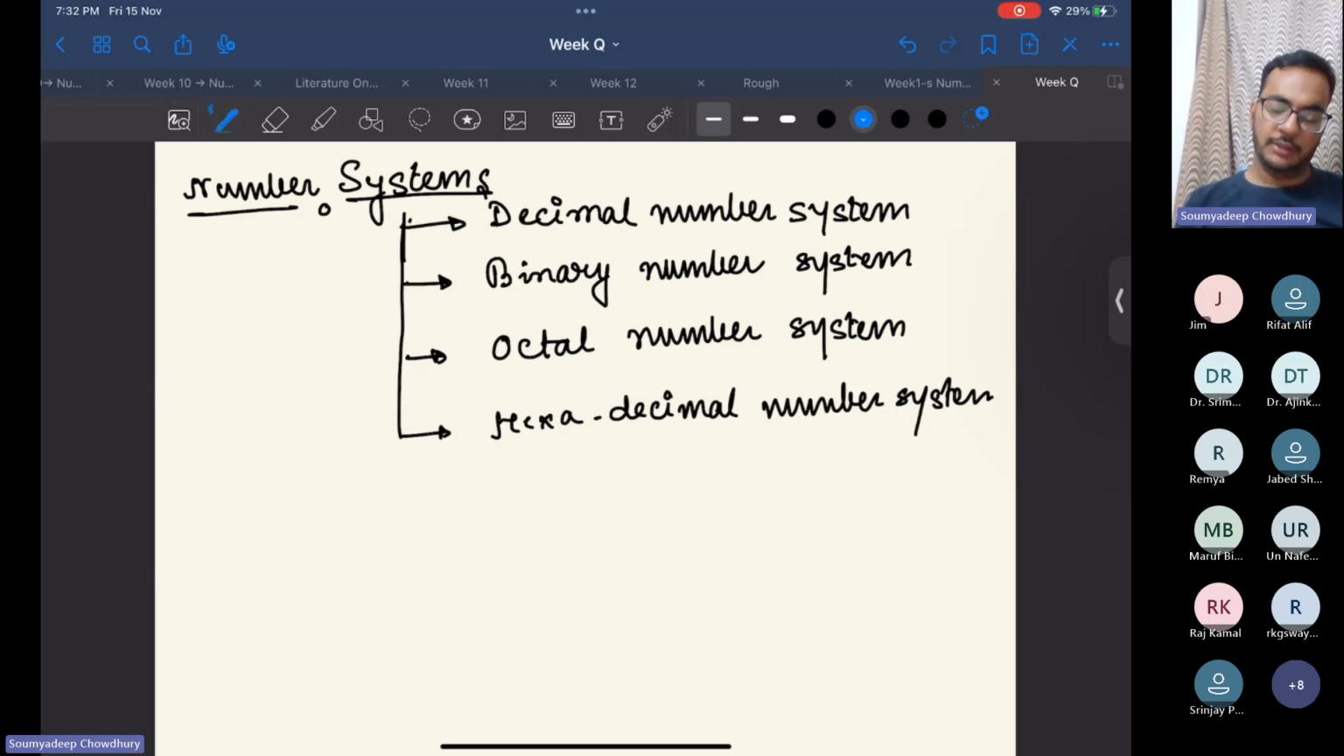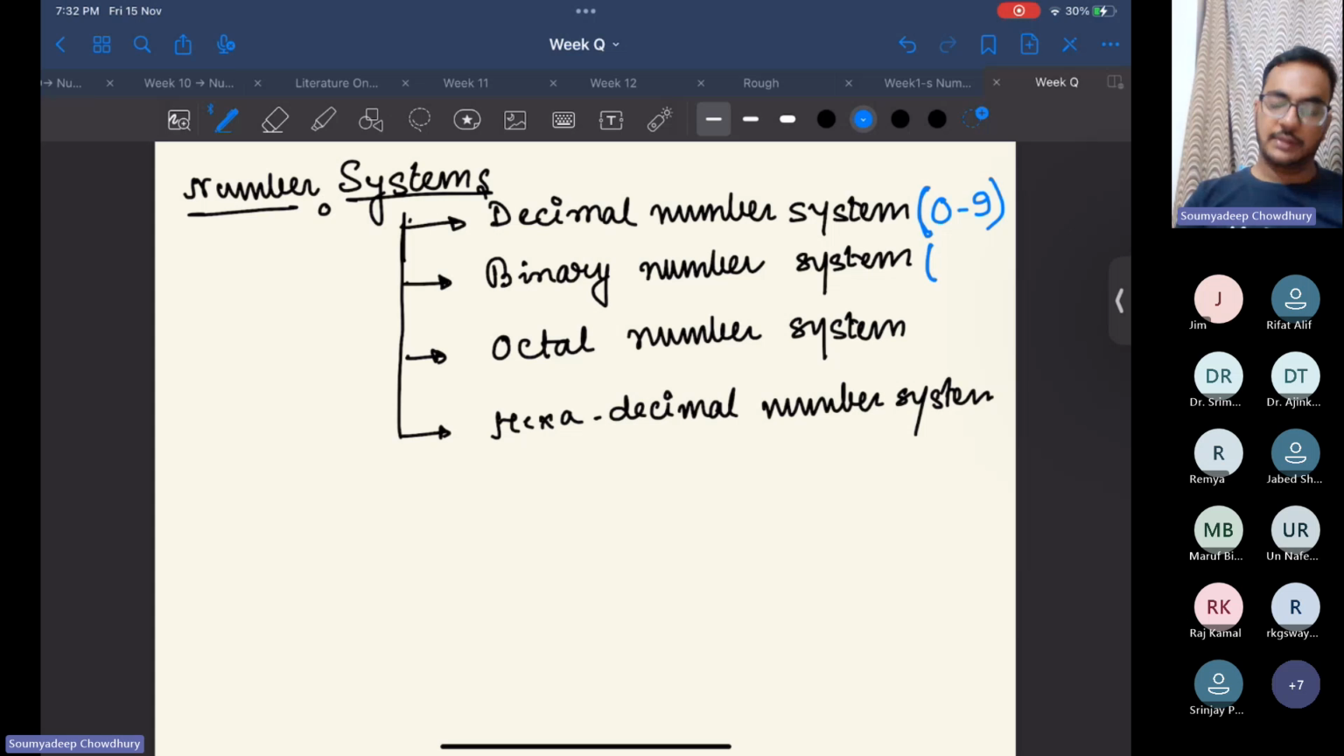Can you tell me how many digits are there in the decimal number system? Anyone? Sir, 10. So it is from 0 to 9, right? We have 10 digits, and we'll be using these 10 digits in different combinations to represent our number.